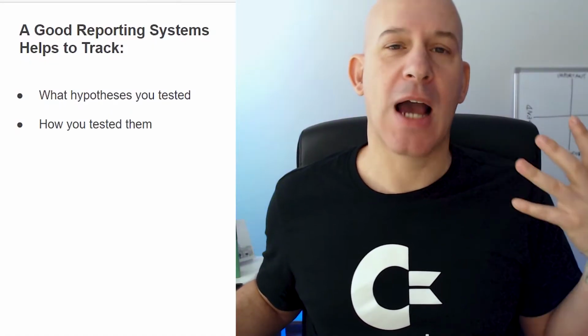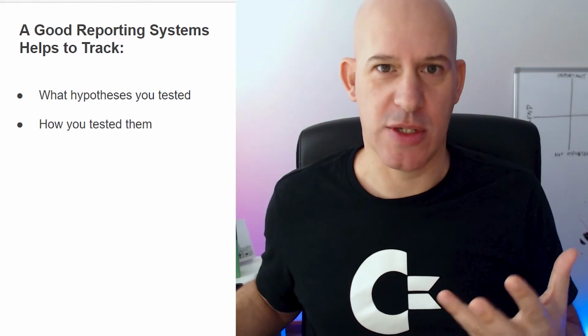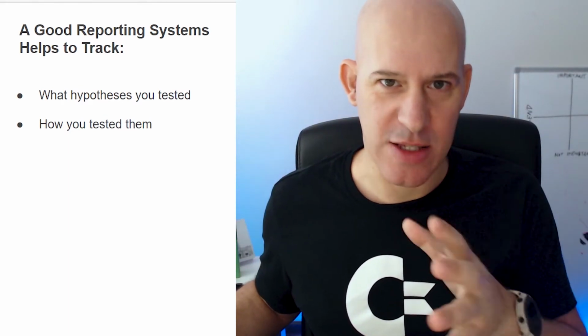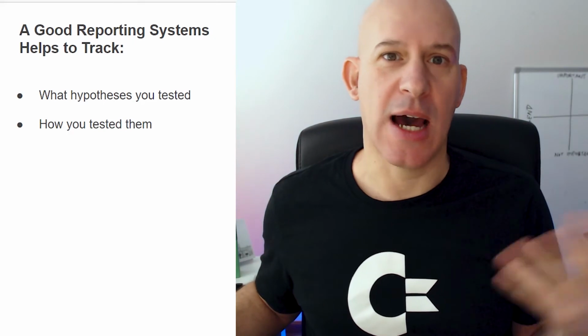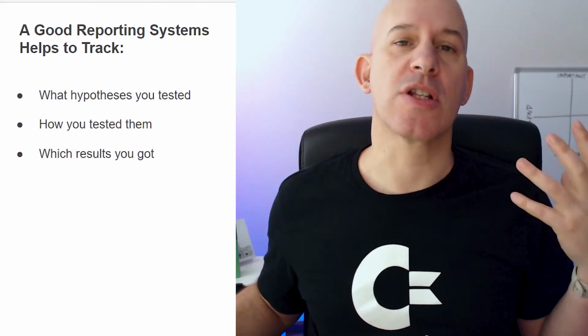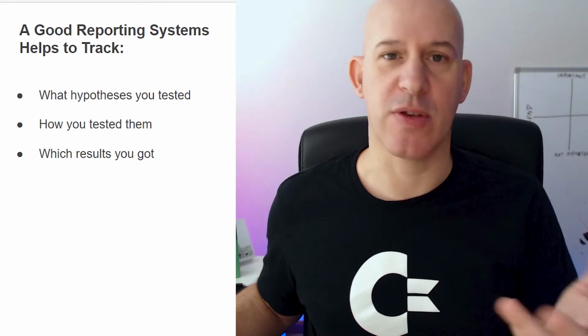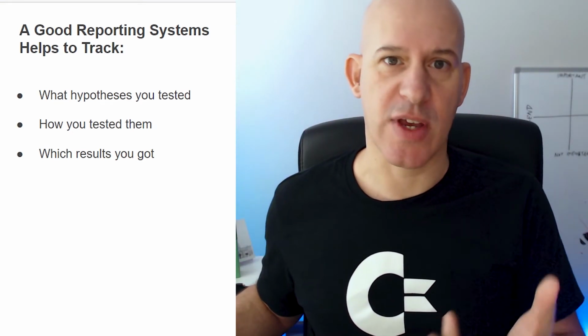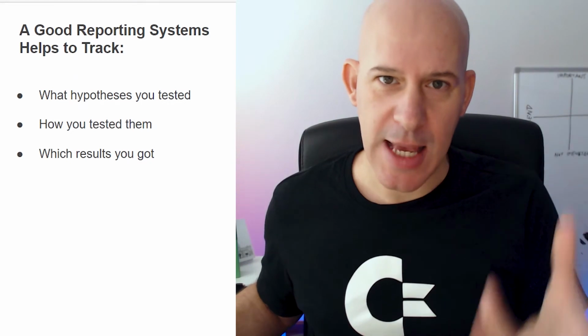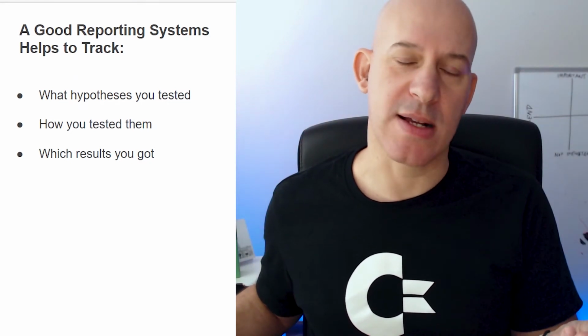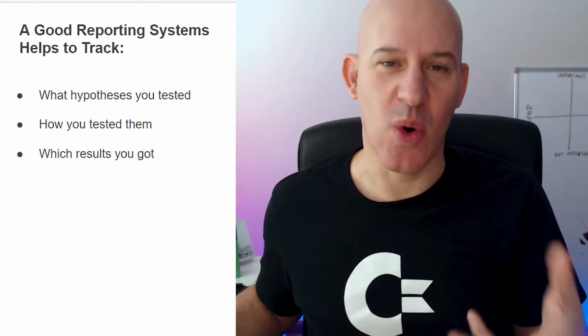Second thing is how you tested this hypothesis. So which were the actual variants you used in the testing and how you set the test up. You need to have a system to collect and keep screenshots of your tests so that you remember what you did, all right? So a good reporting system does that. Third, which results you got. And here we're talking numbers, we are talking uplift, we are talking statistical significance, confidence level, sample size, all these sort of numeric things. You want them to know what was the result.